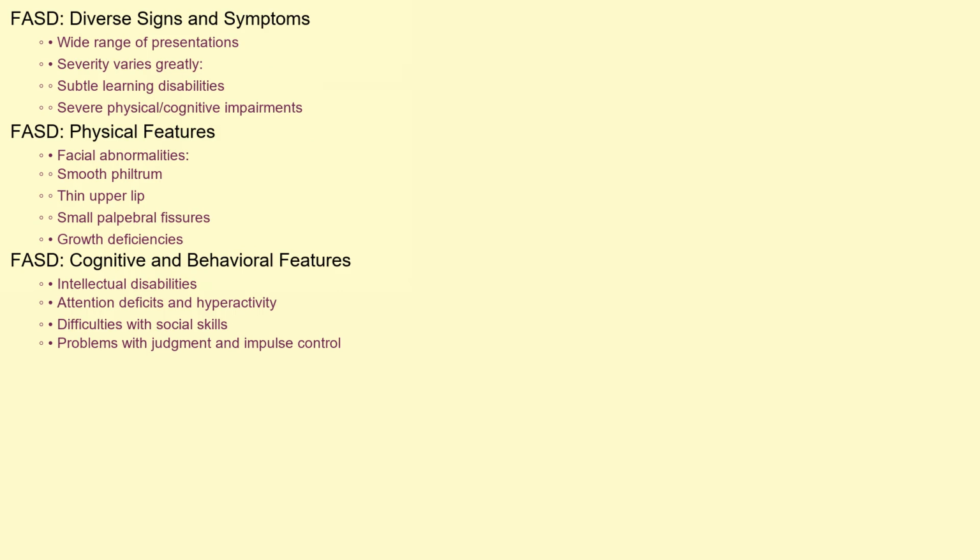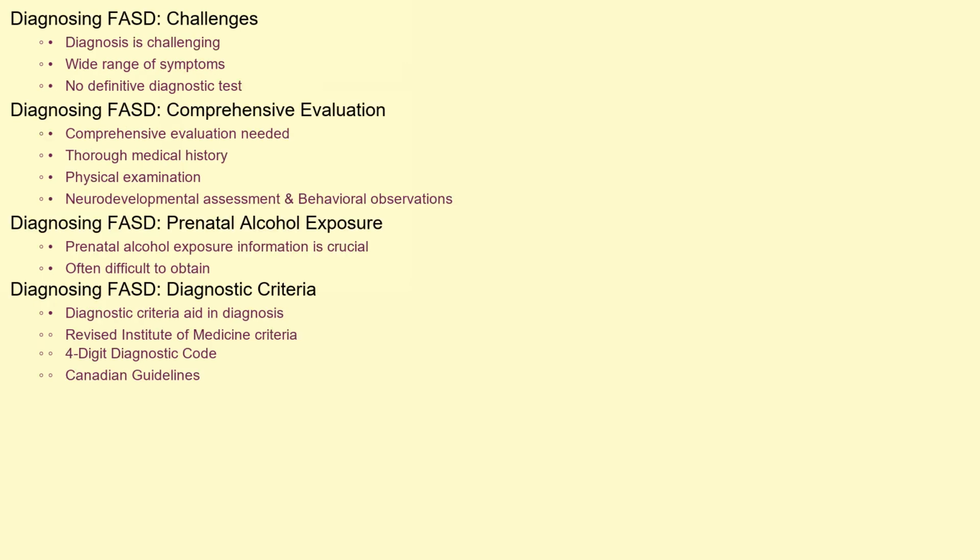The signs and symptoms of FASD are incredibly diverse and can vary widely from person to person. They can range from subtle learning disabilities and behavioral issues to more severe physical and cognitive impairments. Common features include facial abnormalities, such as a smooth philtrum, thin upper lip, and small palpebral fissures. Individuals with FASD may also experience growth deficiencies, intellectual disabilities, attention deficits, hyperactivity, difficulties with social skills, and problems with judgment and impulse control.